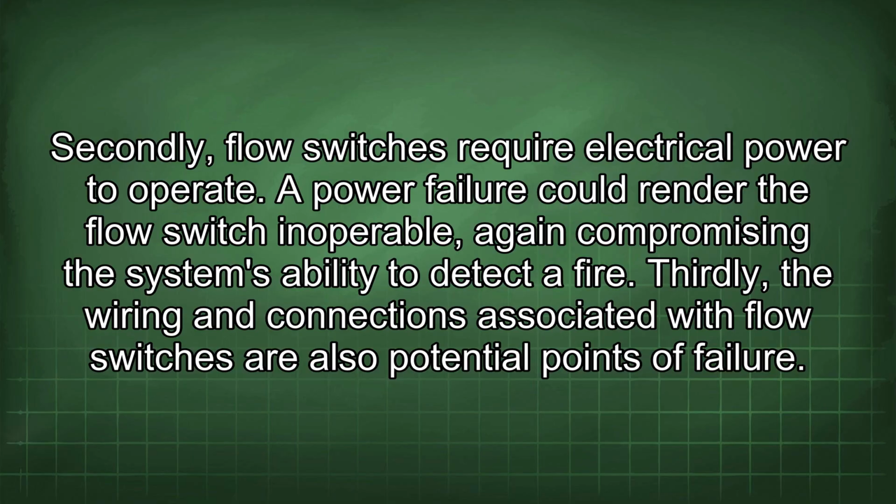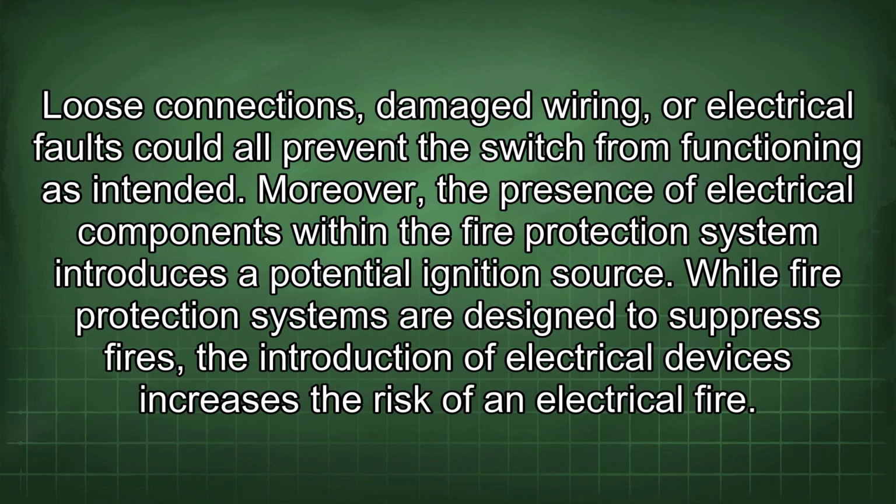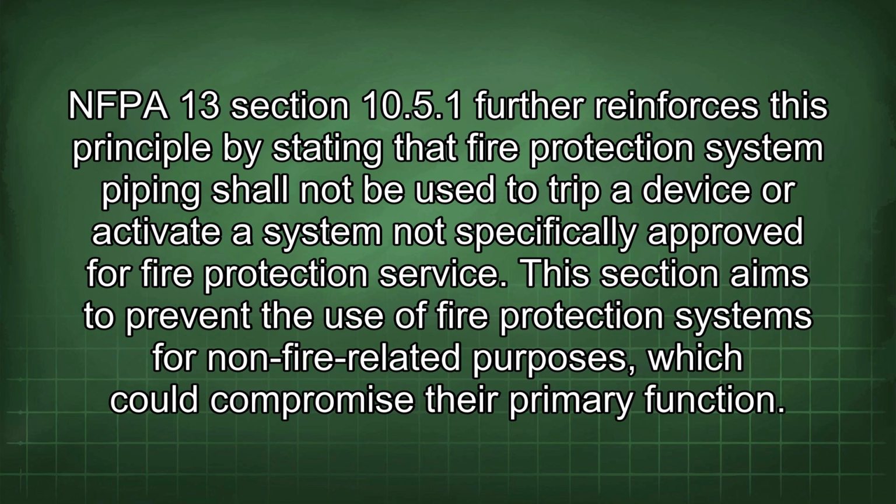Thirdly, the wiring and connections associated with flow switches are also potential points of failure. Loose connections, damaged wiring, or electrical faults could all prevent the switch from functioning as intended. Moreover, the presence of electrical components within the fire protection system introduces a potential ignition source. While fire protection systems are designed to suppress fires, the introduction of electrical devices increases the risk of an electrical fire.